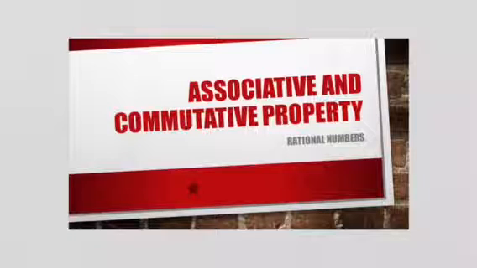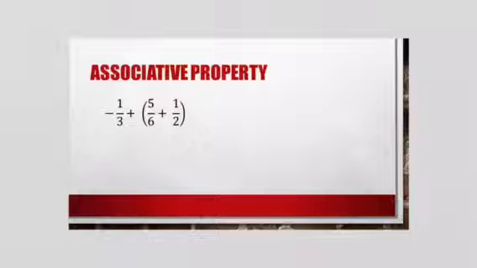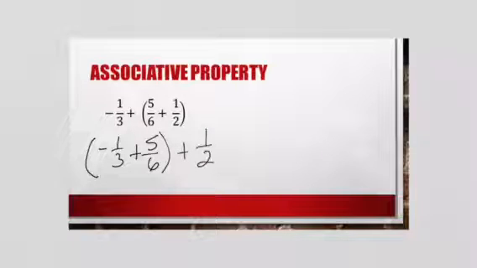Today we're going to look at the associative and commutative properties. The associative property, if you remember that from our last chapter, has to deal with changing who's grouped together. So in this problem, I'm going to move the parentheses, and I'm going to have negative 1/3 plus 5/6 plus 1/2. Now, why in the world might I want to do that?